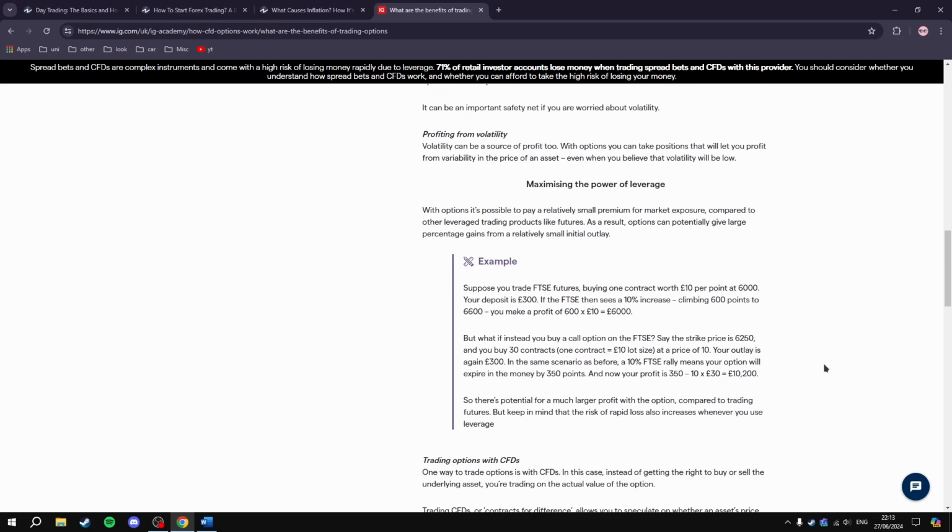And then profiting from volatility. Volatility can be a source of profit too. With options, you can take positions that will let you profit from the variability in the price of an asset, even when you believe that volatility will be low.